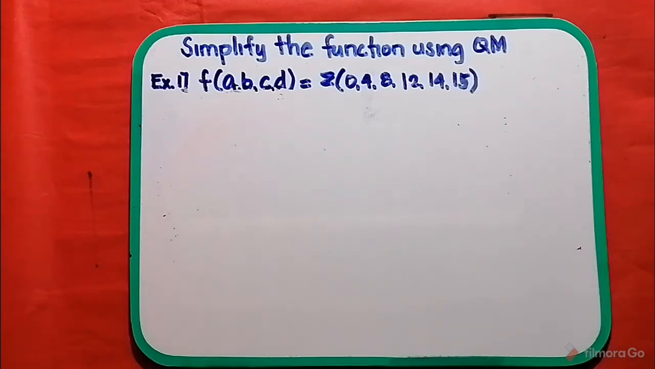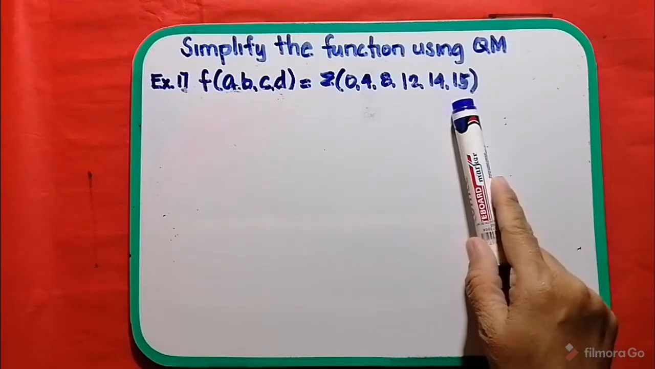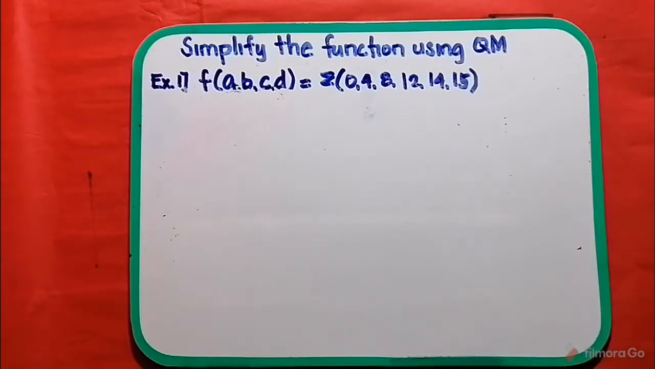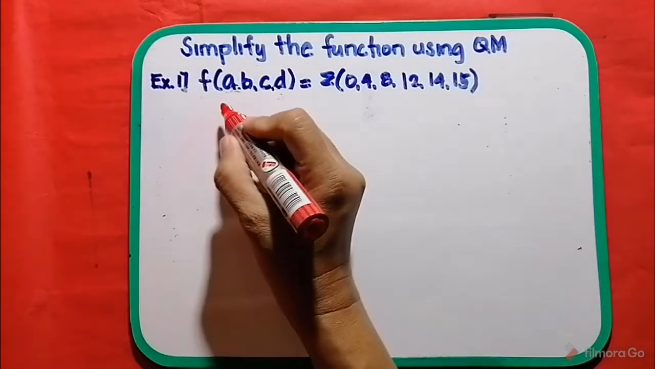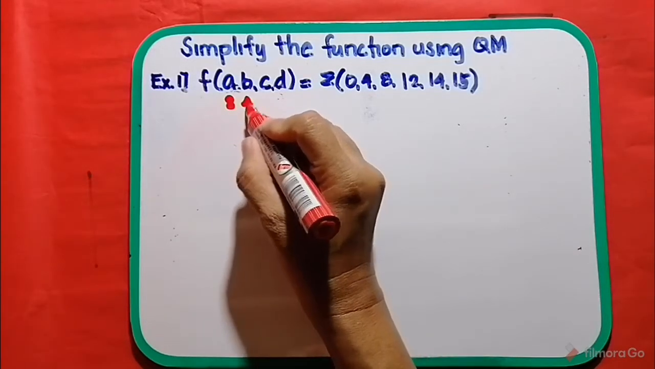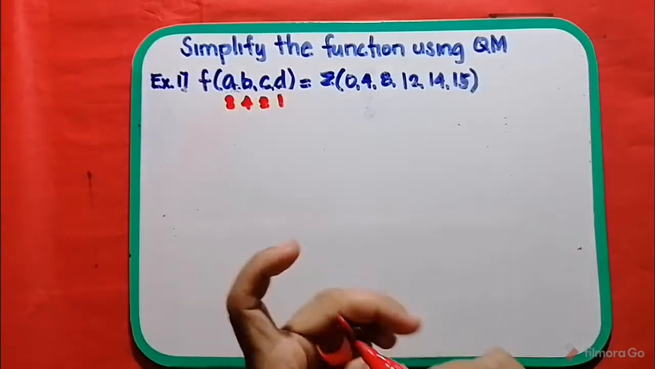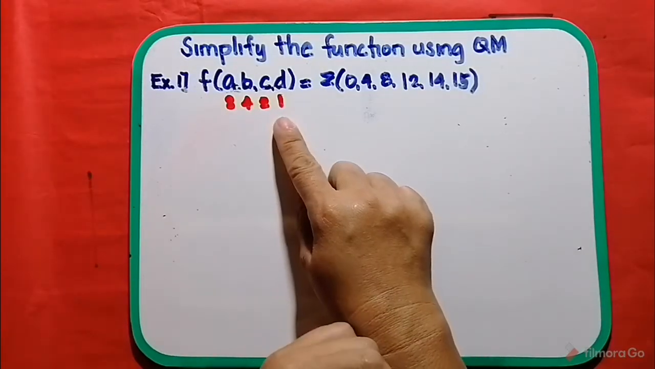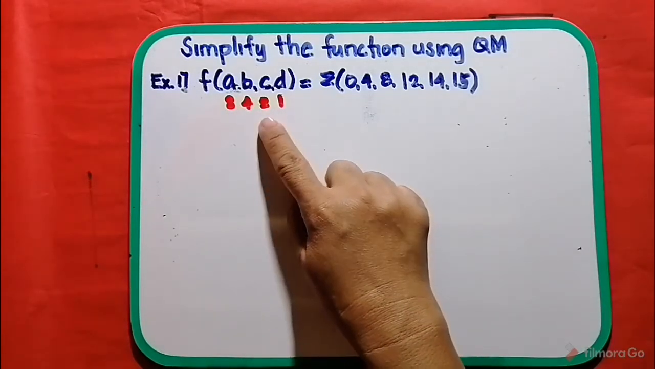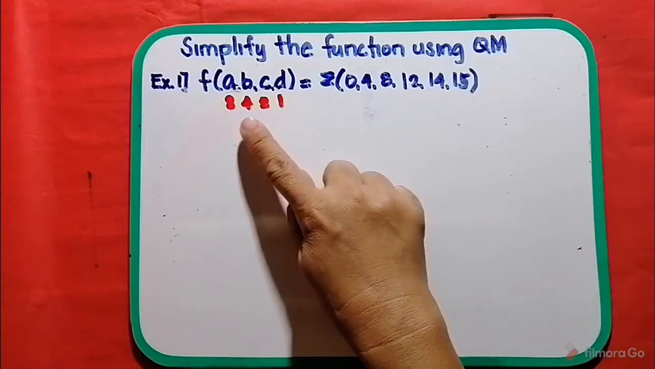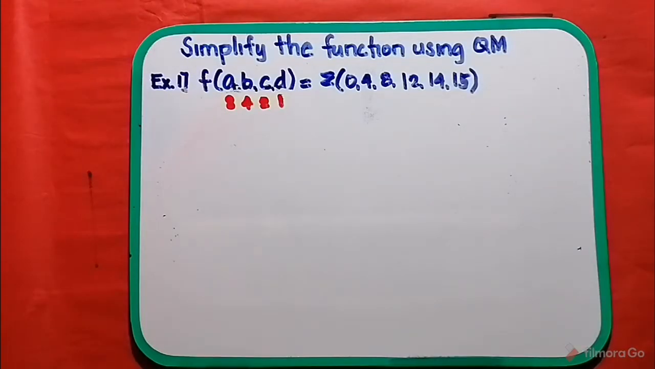Today, we will be discussing simplification of functions using the Quine-McCluskey method. First, we convert these implicants into binary form using the code 8, 4, 2, 1. Recall that 1 is derived from 2 to the 0, 2 is 2 to the 1, 4 is 2 squared, and 8 is 2 cubed.